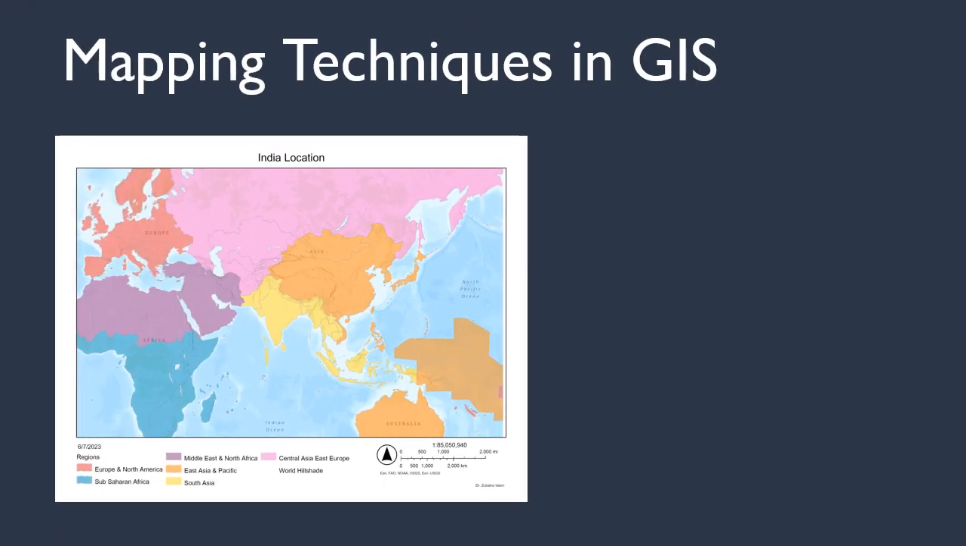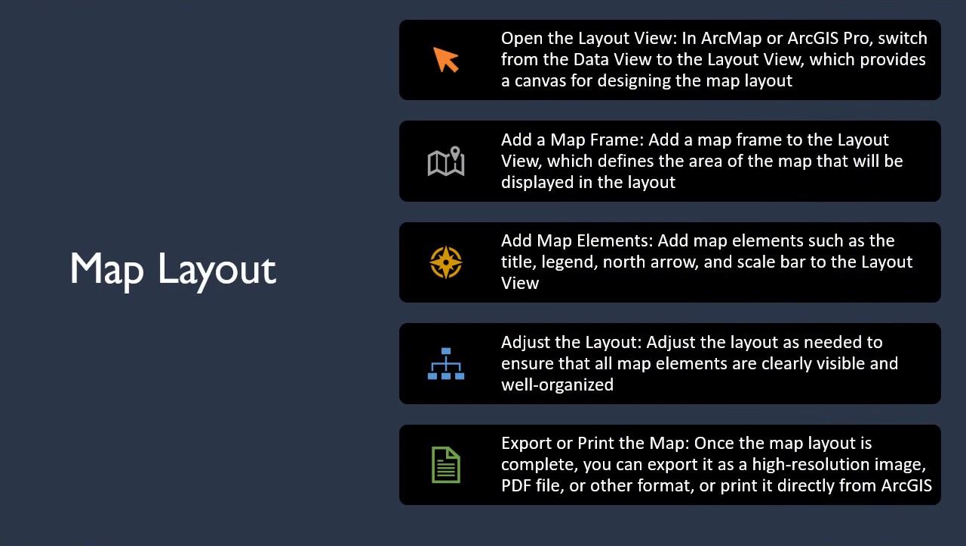So in this part, I want to talk about the mapping techniques in GIS. For mapping, you have to focus on the map layout. You have to open the map layout here, which is given here.